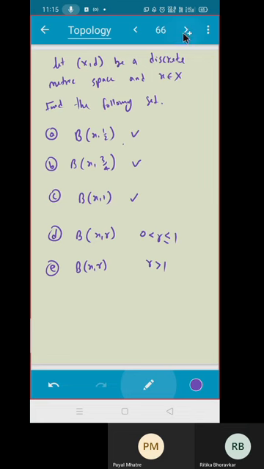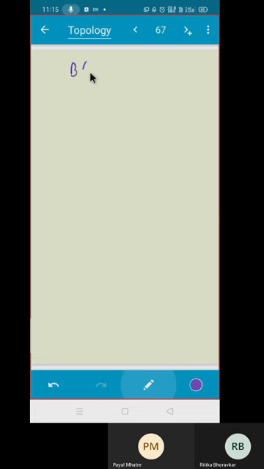Let us talk about E. Let us discuss this. B of x, comma 1 by 2, sir, I think it is singleton or empty. So what is the definition of B of x comma 1 by 2? Just write the definition first. It will be the set of y in X such that distance between x comma y is less than 1 by 2. What can you say?